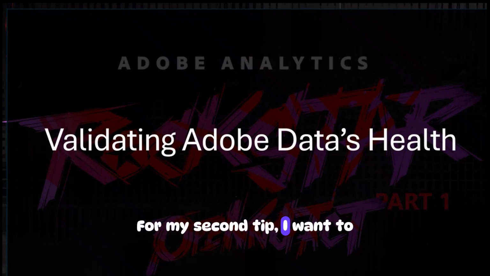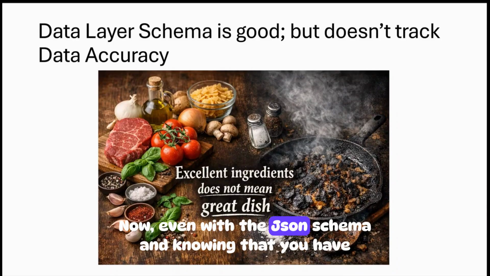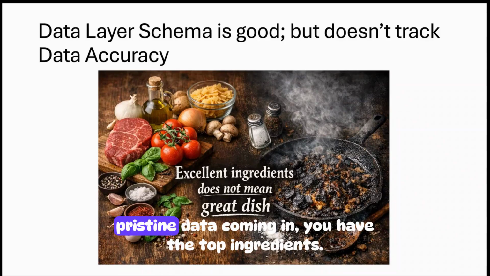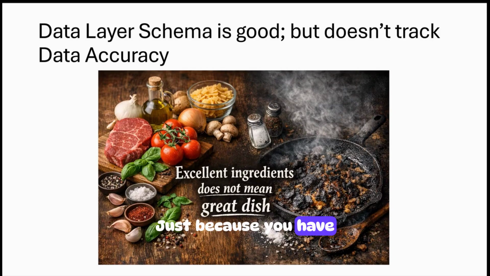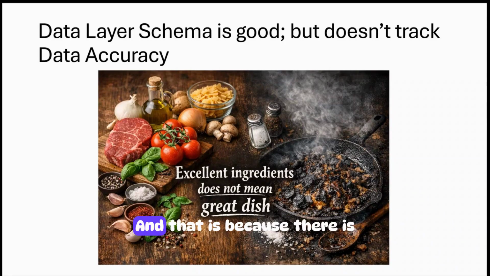For my second tip, I want to talk about validating Adobe data's health. Now, even with the JSON schema and knowing that you have pristine data coming in, you have the top ingredients. Just because you have excellent ingredients does not mean that you'll end up with a great dish. Just because you have a perfect data layer doesn't mean you're going to have perfect data. And that's because there is that one section where you're taking that data, possibly manipulating it, and then sending it on to the different tools.